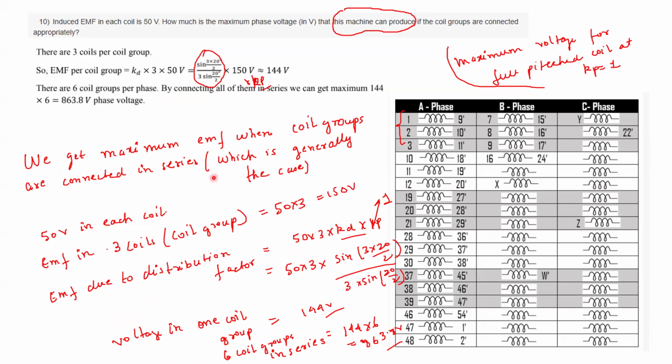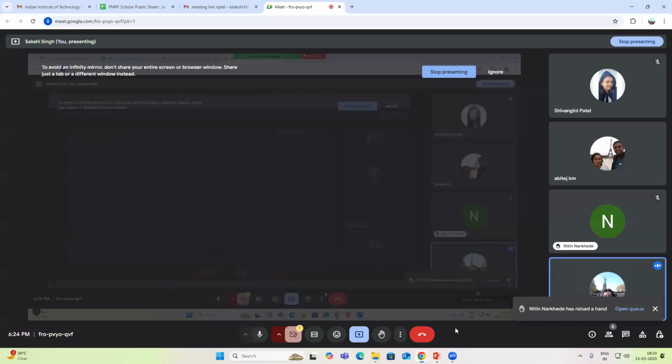Yes. See, it's not about neglecting. They are saying the maximum phase voltage that this machine can produce. If the coil groups are connected appropriately, you make the connections. If we have to get maximum EMF, then we will put it at full pitch, right? Because they are saying if the coil groups are connected appropriately. That is why we are making the connection now, making it series, sometimes parallel. That is why we took Kp as 1. So that is it.